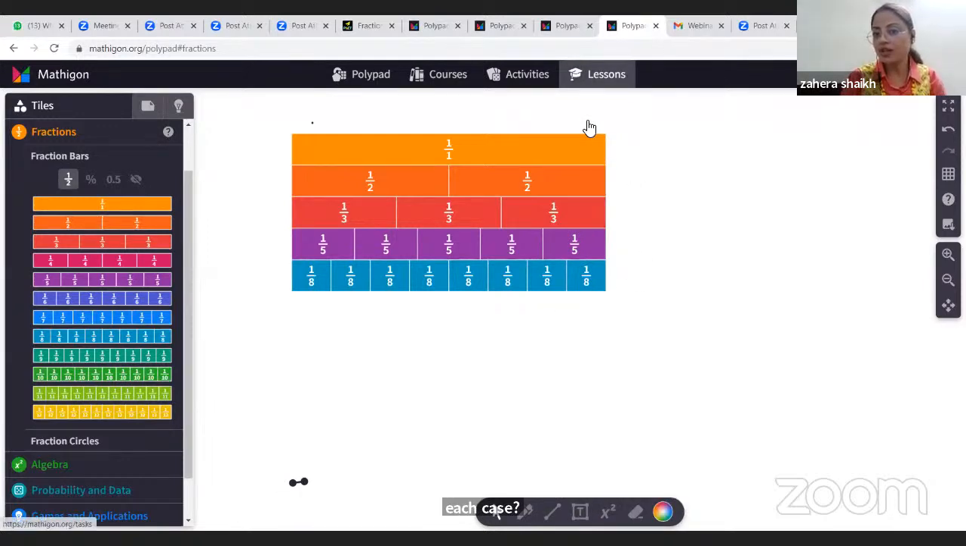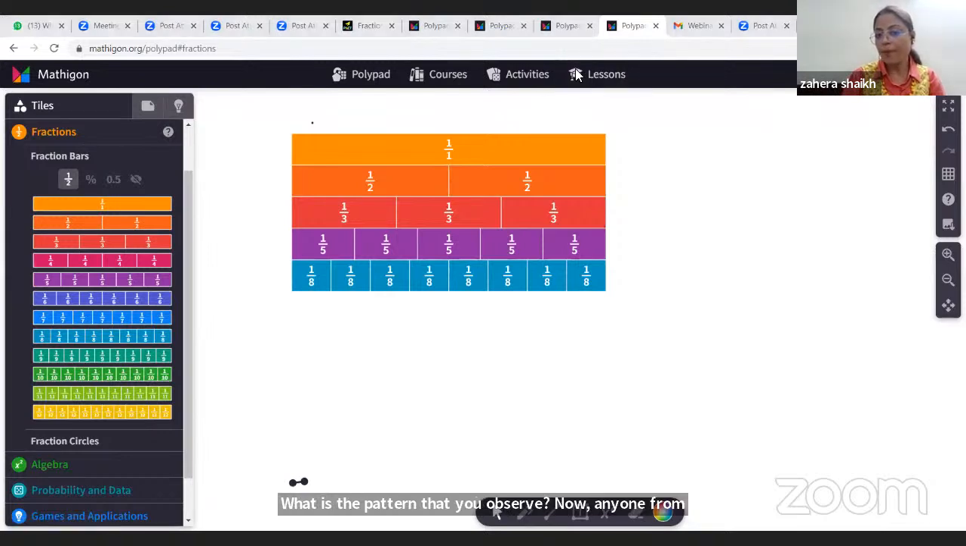Now, would anyone from the group like to answer? What pattern do we observe till here? Half, 1/3, 1/5, 1/8. What pattern do we observe? Any pattern is there? The number of tiles is the same as the number of parts we have in each level.